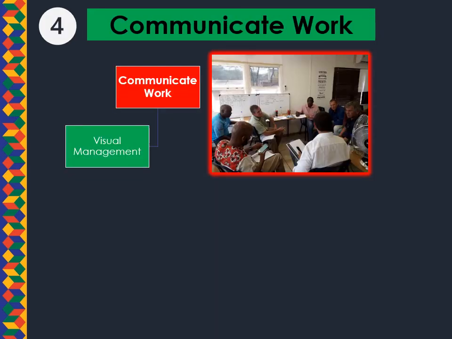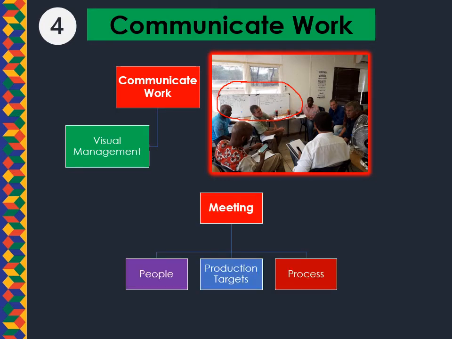Okay, step 4, communicate work. A big focus area of this learning unit is visual management, and we are referring to the use of whiteboards, which we use to communicate work targets and expectations, and to monitor performance of the team. We also focus on meetings, and we provide a very user-friendly but effective agenda for meetings. We call it the 3P agenda. That's P for people, P for production targets, and P for process.